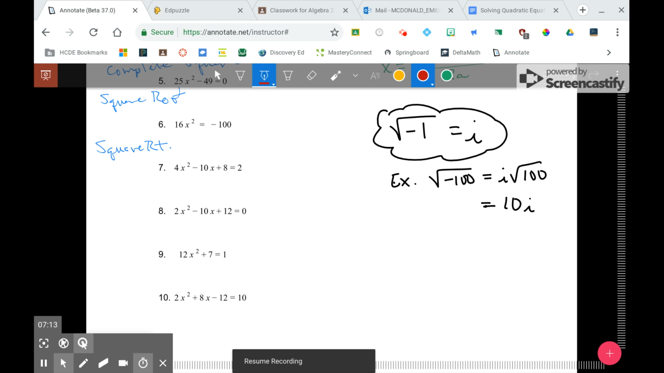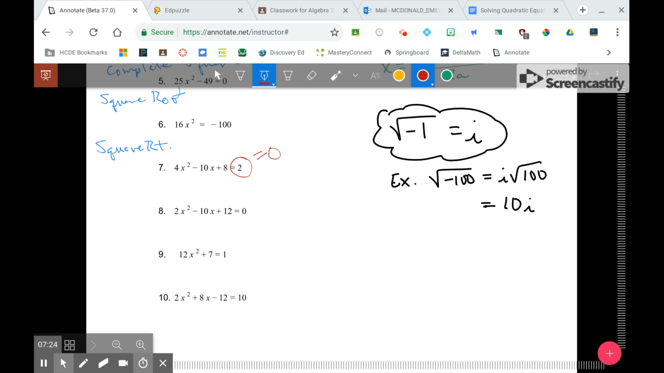Okay, last few problems. Let's see which method would be easiest. So on number 7, you could do the quadratic formula if the equation is equal to 0. So you need to get this equal to 0 if you want to use the quadratic formula. You could also maybe complete the square, but I would really recommend in this problem to use quadratic formula. So I want you to identify A, B, and C. So you should have gotten A, B, and C to be 4, -10, and 6. Remember, you had to move that 2 over by doing 8 minus 2.